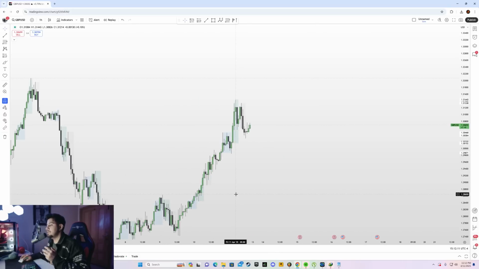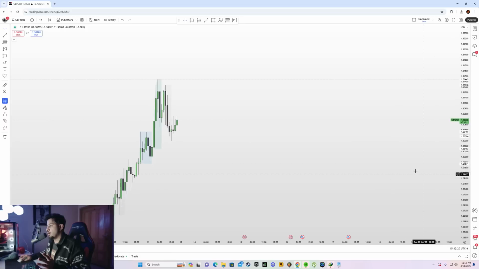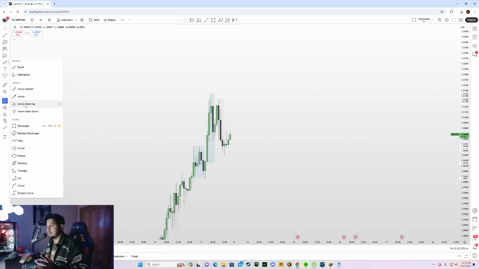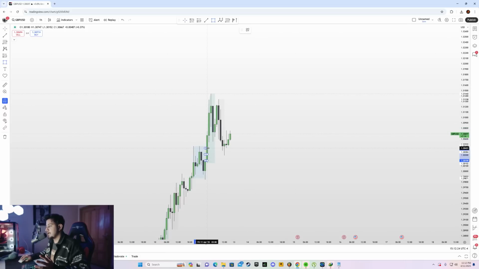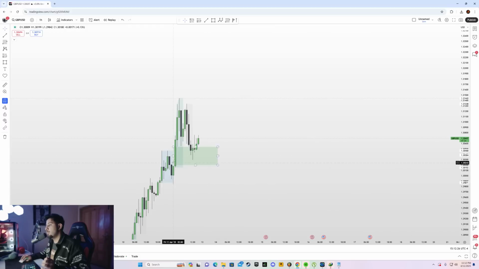I don't need to become a scientist to depict where the price is going to reverse from this level. All I did was just mark out this fair value gap over here. So during the London session, we pumped up, right, and we formed a 1 hour fair value gap.